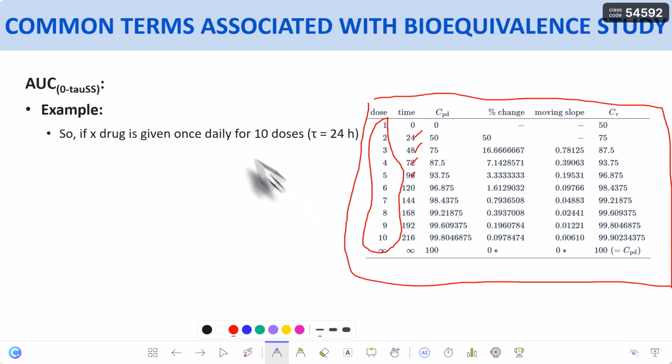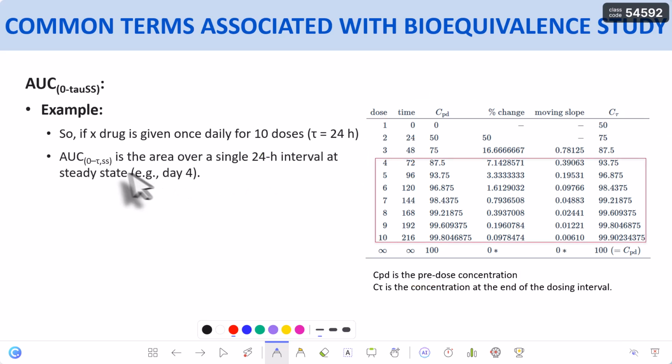So what is the drug? The X drug is given once daily for 10 doses. The tau becomes 24. So AUC 0 to tau SS is the area over a single 24-hour interval at the steady state.